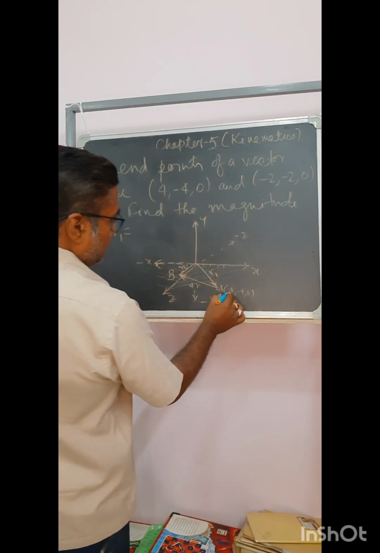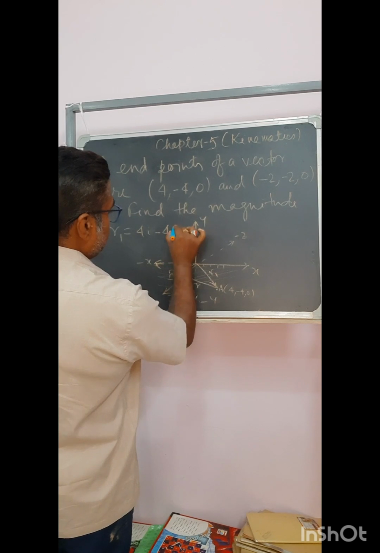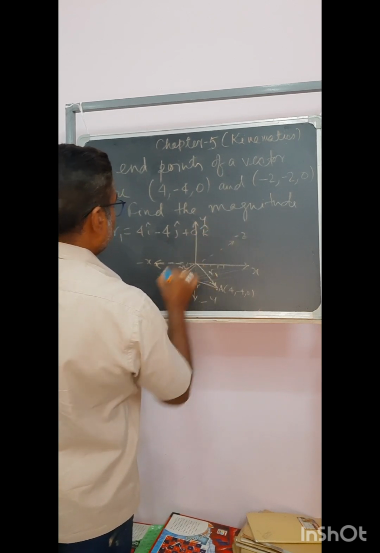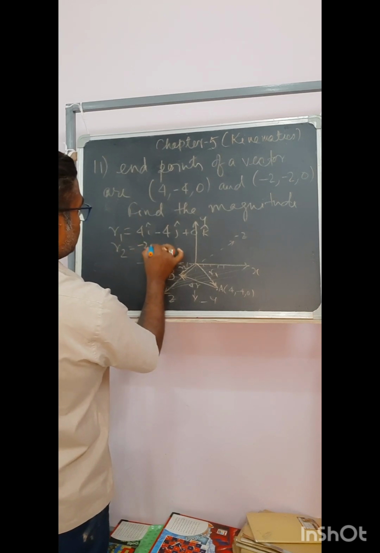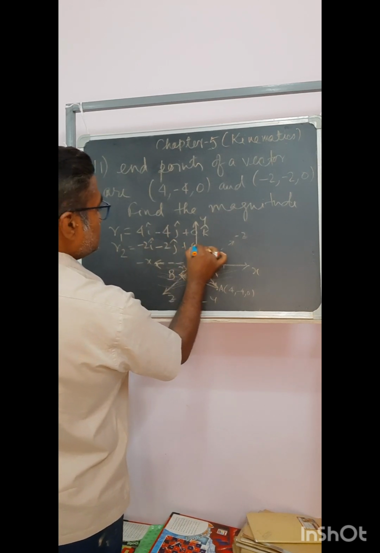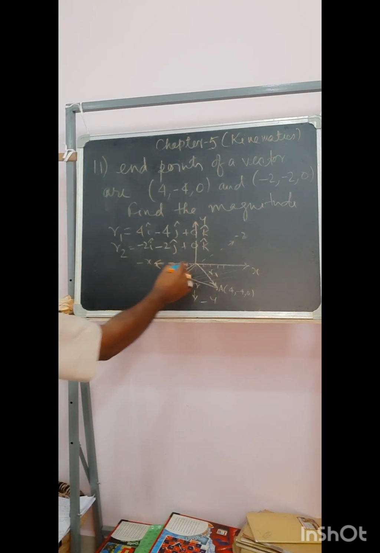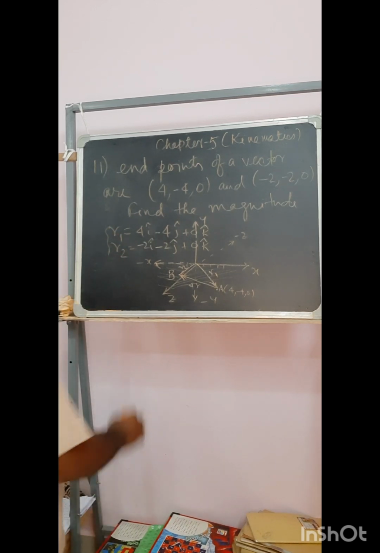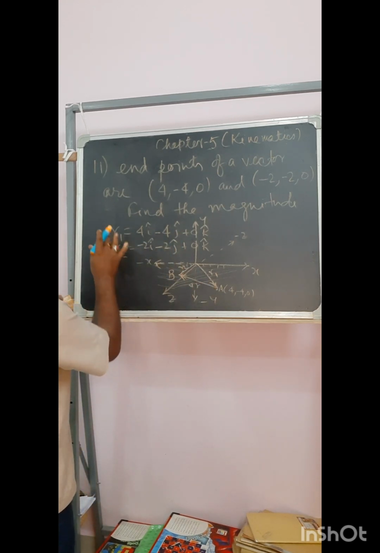R1 vector will be 4i minus yj and 0k. Okay. And R2 will be what? Minus 2i minus 2j plus 0k. So these are the two vectors that denote the two end points of a vector. So if I calculate this, what is your delta R if these are the end points of a vector?